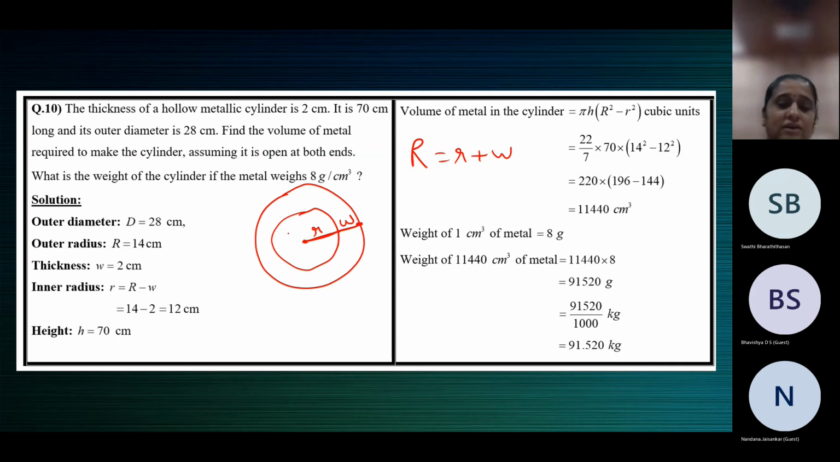Now, next thing, what is small r? You know that from here to here, this full thing, is capital R. Now, from capital R, if you remove this thickness, if you subtract the thickness, won't you get smaller?